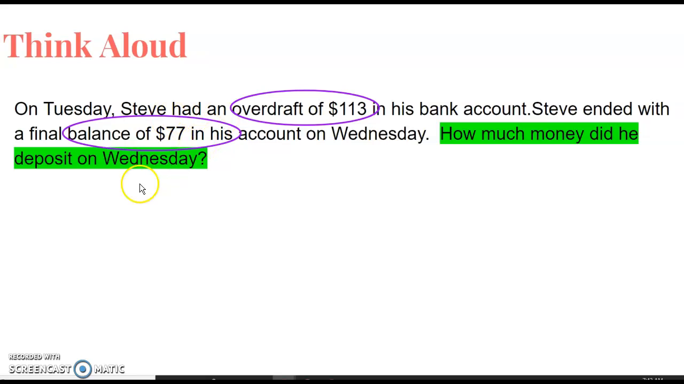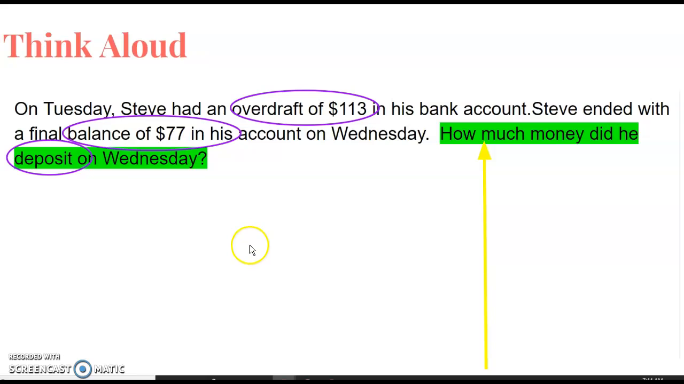So the question is, how much did he deposit on Wednesday? Deposit is also a positive situation because a deposit means to put money in your bank account. So the question is asking how much did he deposit on Wednesday? And in order to do that, we would actually have to make a vertical number line.